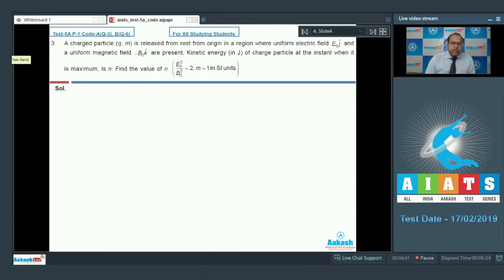We know that the Lorentz force F is given by Q into E vector plus Q into V cross B vector when the charged particle moves in the region of electric and magnetic field. So I can write this expression in this way.